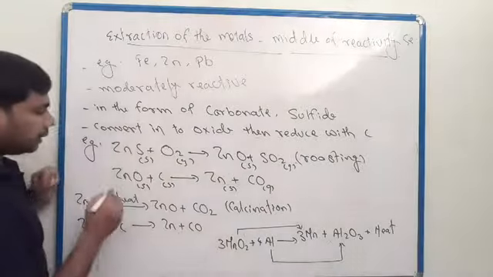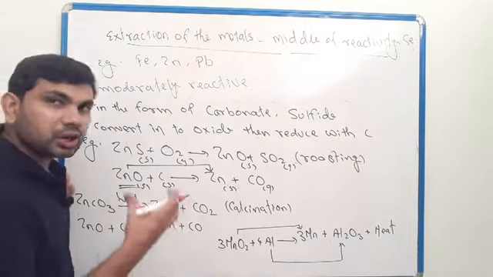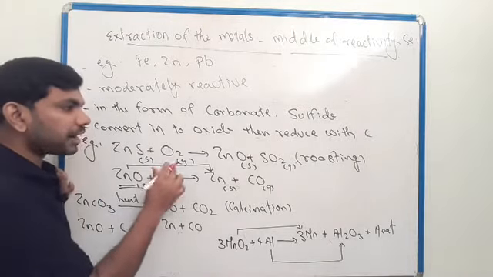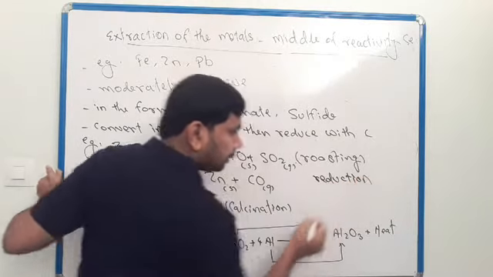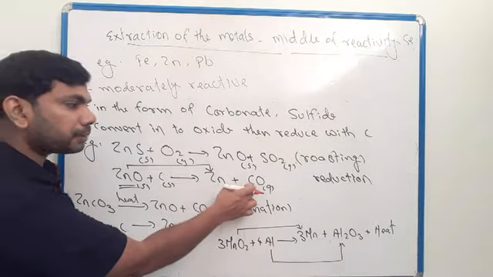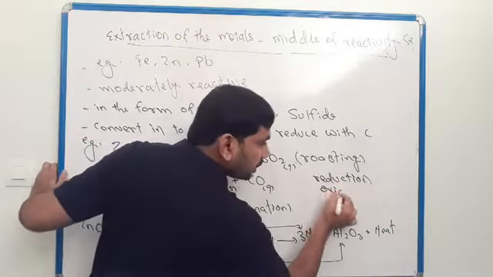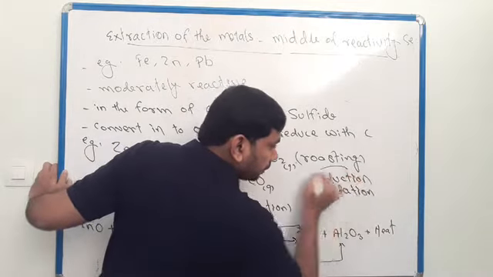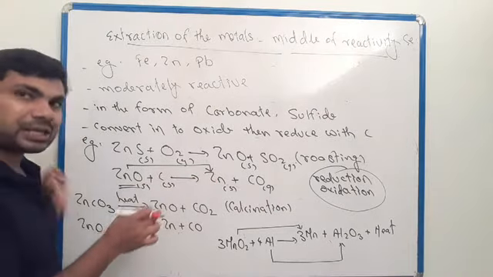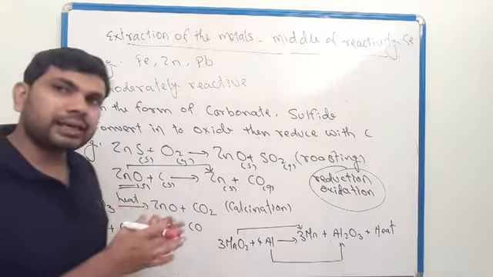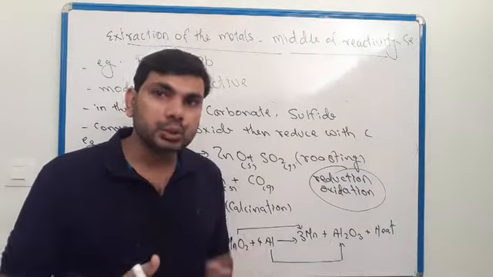So look here, zinc oxide changes to zinc. Zinc oxide is losing oxygen, such chemical reactions are called reduction. And see here, carbon changes to carbon monoxide. So carbon received oxygen, such chemical reactions are called oxidation. Okay, so here zinc oxide is reduced, reduction happened. So we can say zinc oxide reduced.